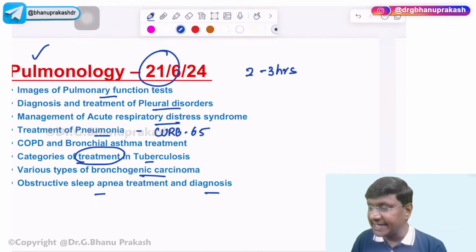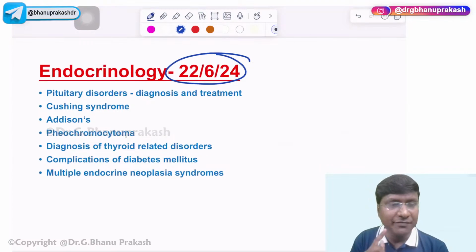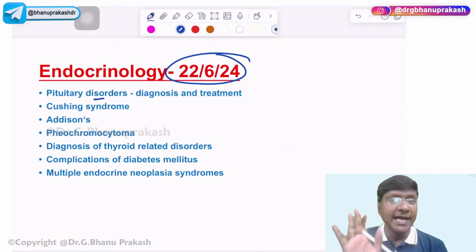And on 22nd, that is just one day before, try to revise your endocrinology, and what is very important is the pituitary disorders. In the pituitary disorders, you need to know the diagnosis and treatment. What are those? Diabetes insipidus, SIADH, acromegaly, prolactinoma, hypopituitarism. How will you diagnose? Treatment.